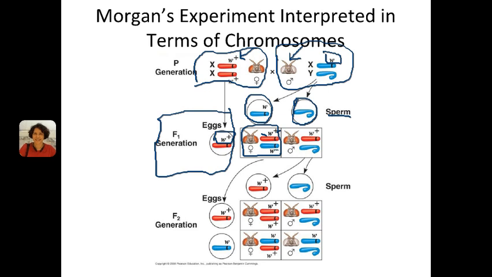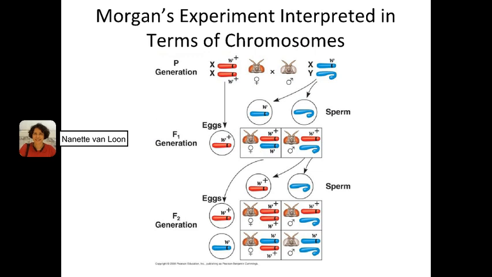Let's look at the males. He gets from his mom the wild type X chromosome, this one. And from his dad, he gets a Y chromosome. He's going to have red eyes too, because the only X chromosome that he has is the one from his mom, which gives him the wild type allele for eye color. So in the next segment, we're going to look at what happens after that.